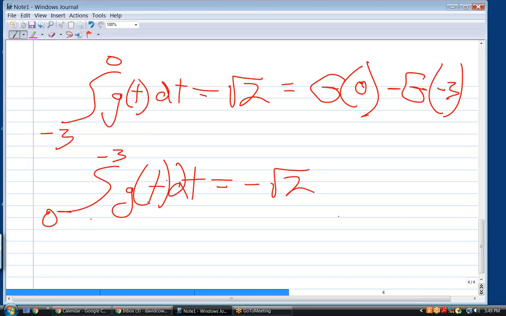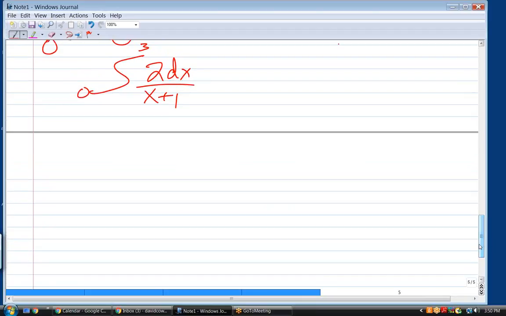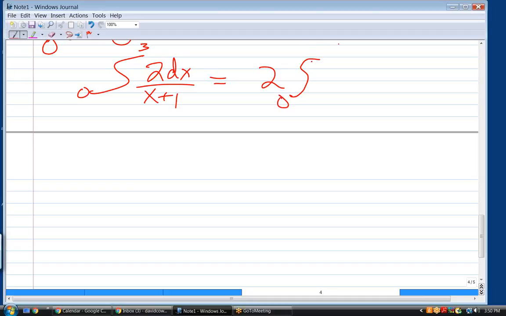Okay, so this one says evaluate the integral from 0 to 3 of 2 dx over x plus 1. Probably the easiest way to handle it when you have a number is to take it out, in other words, take that 2 outside of the integral. You can take constants out. You cannot take variables out. I can't take an x out if I had one to take out. Only constants. Now, what is the integral of 1 over x plus 1? Or what is the antiderivative of it?